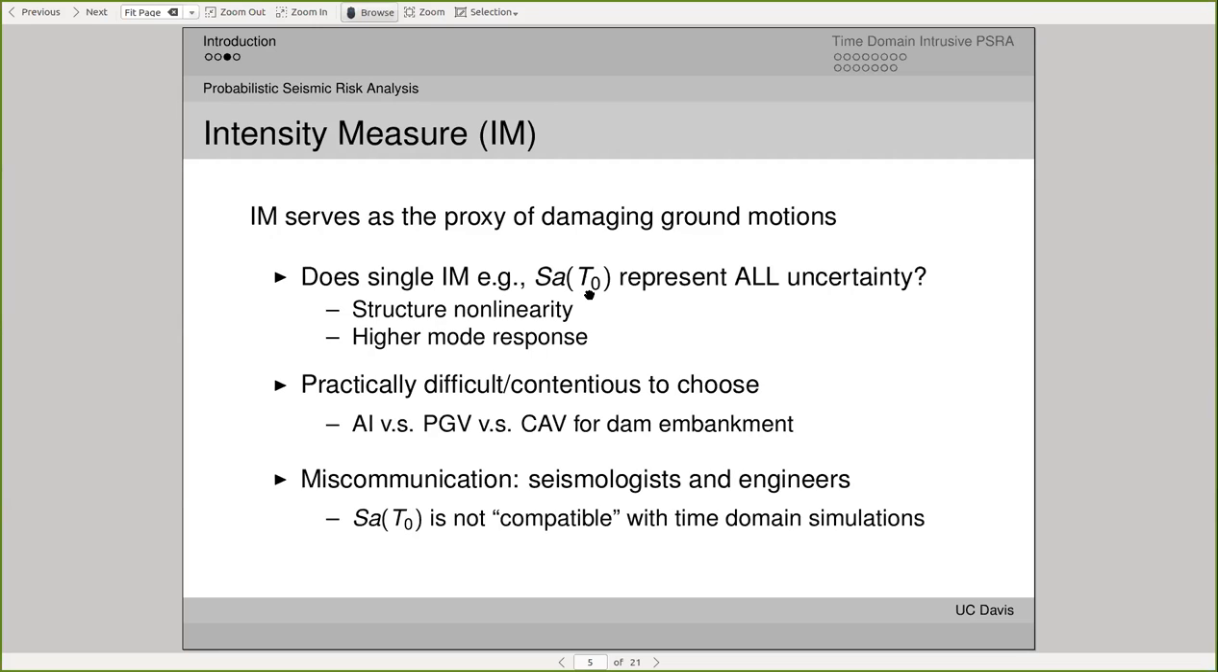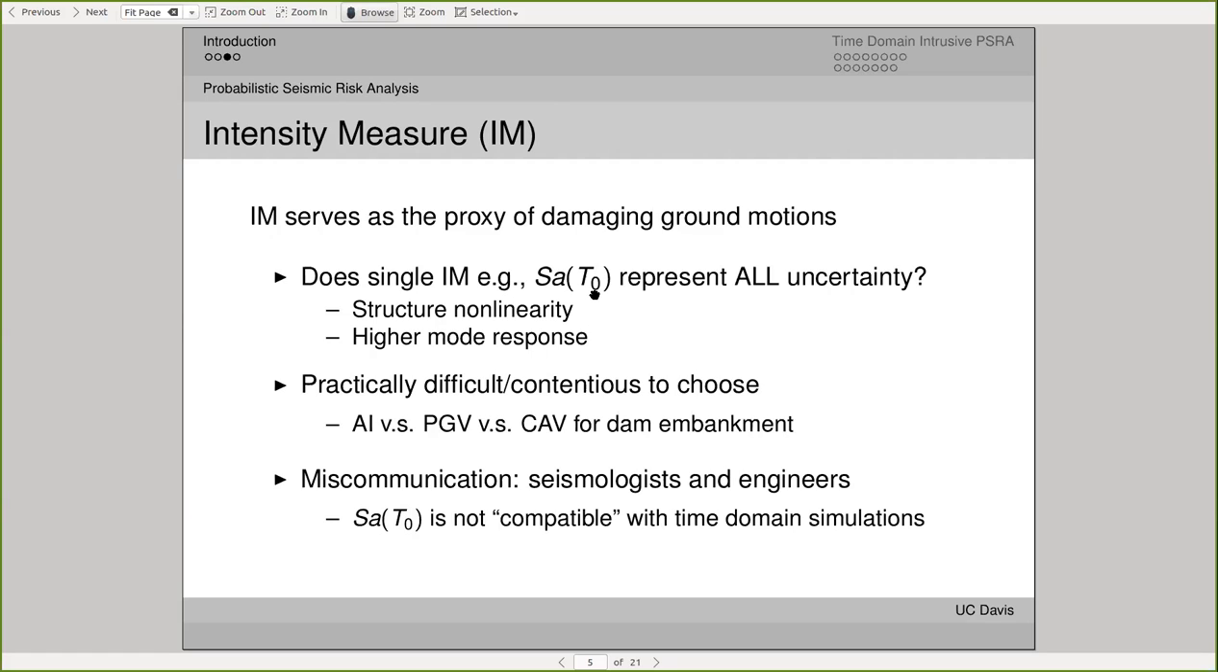For example, when we talk about the collapse of the building structure, where the structure can be largely deformed with a significant nonlinearity and a period shifting developed, then the spectral acceleration at the fundamental period of the structure cannot capture these nonlinear effects. And also, the spectral acceleration at the fundamental period cannot capture the higher mode response, which is pretty important for the risk analysis of high-rise buildings. And actually, for any engineering system that cannot be simplified as a linear elastic single degree of freedom system, spectral acceleration at the fundamental period does not work well.